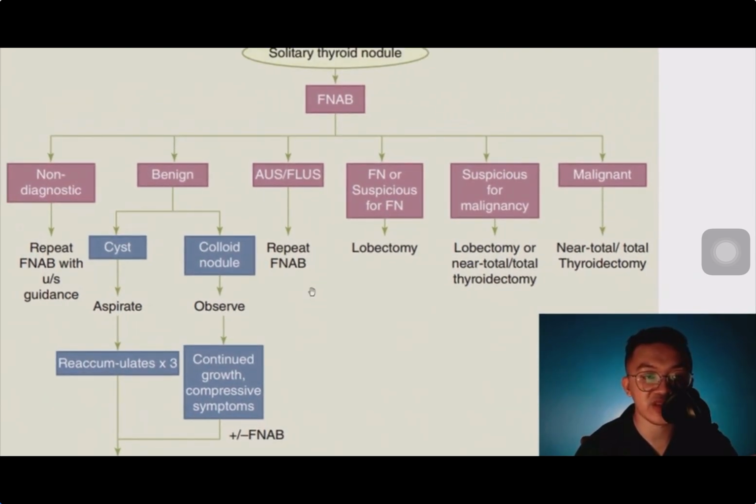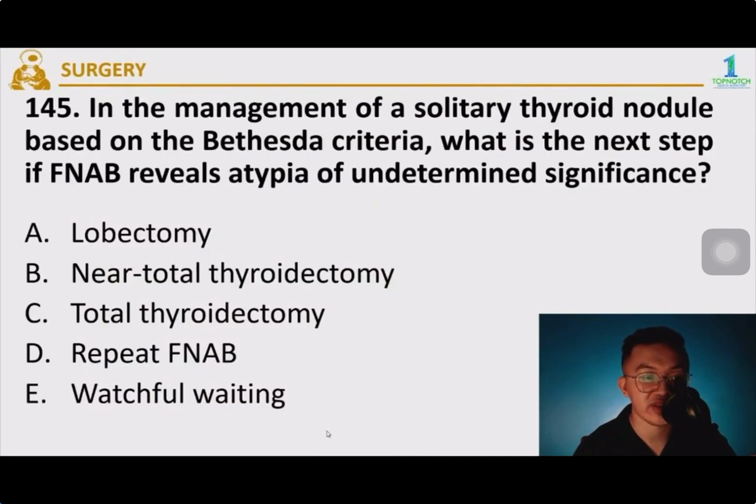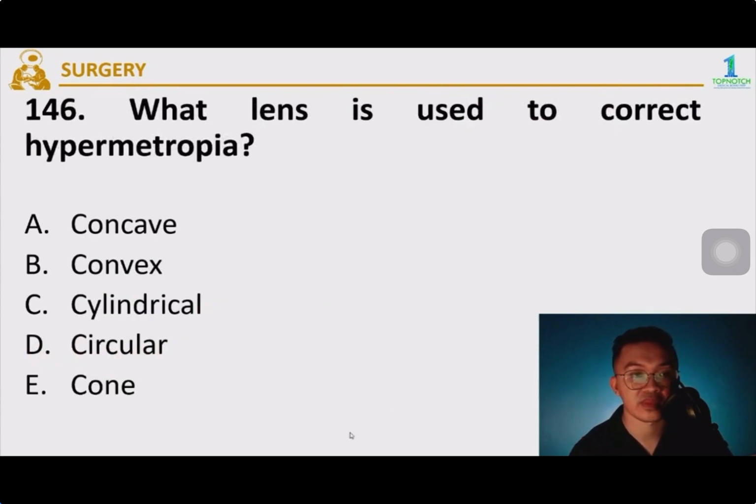In patients with atypia of undetermined significance, you should repeat the FNAB. If you see follicular neoplasia or suspicious for follicular neoplasia, you should do a lobectomy. If it's suspicious for malignancy, you should do a lobectomy or a near total thyroidectomy. And if it's malignant, you should do a near total or total thyroidectomy. So 145, the correct answer is letter D, repeat FNAB.